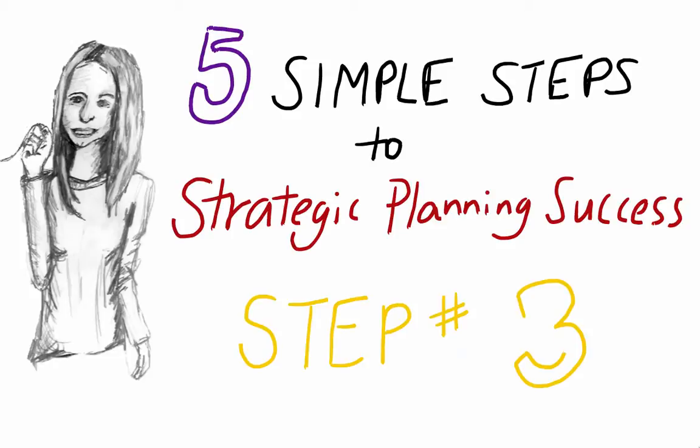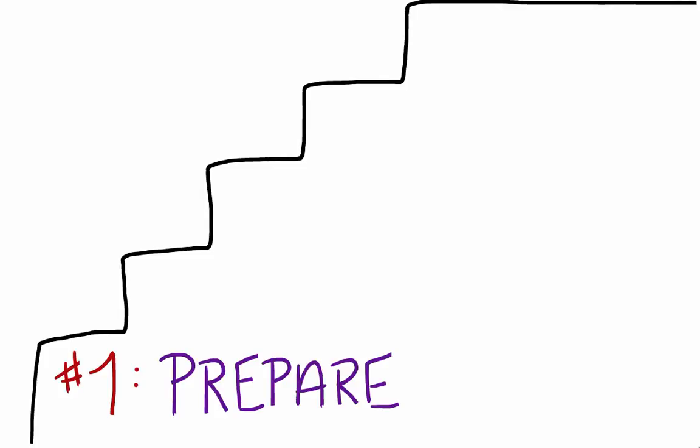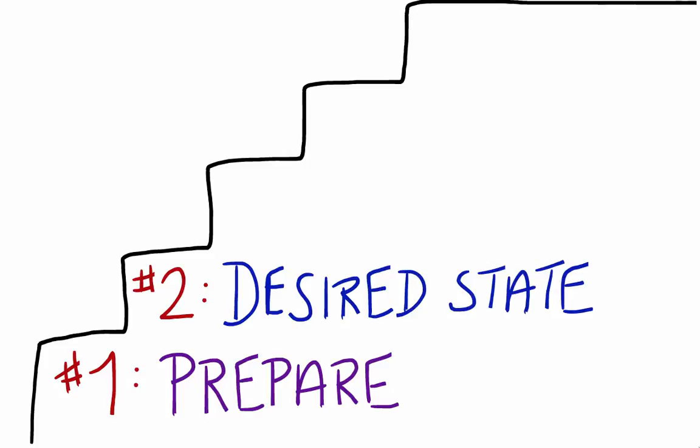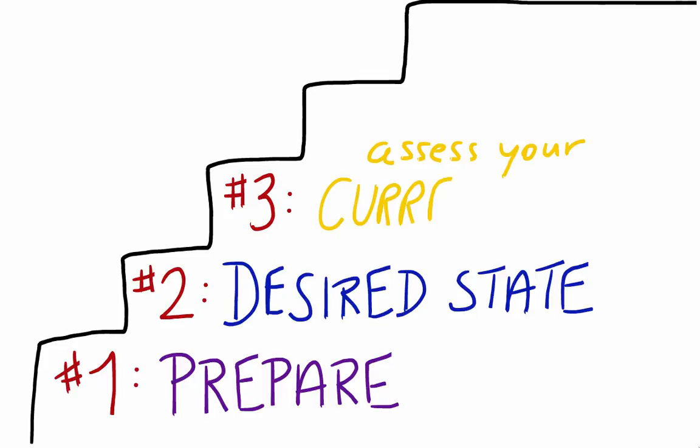Step number 3. Let's take a quick minute here to review where you've been and where you're going in the strategic planning process. First, you prepared for strategic planning. And then in step 2, you created your desired state. Now, in step 3, you're going to assess your organization's current state.